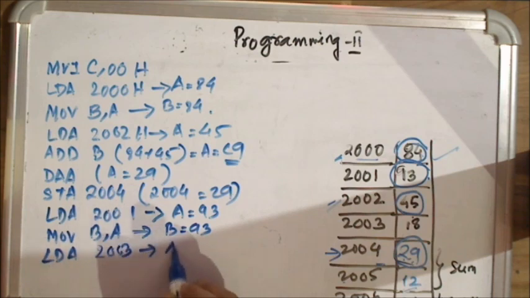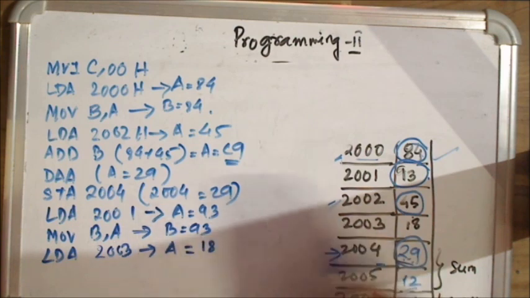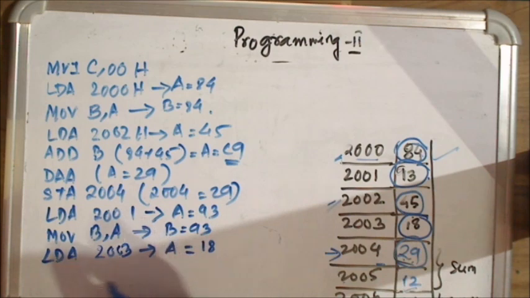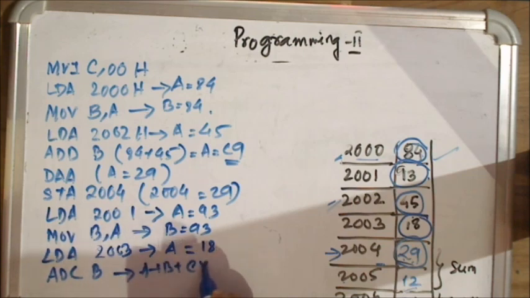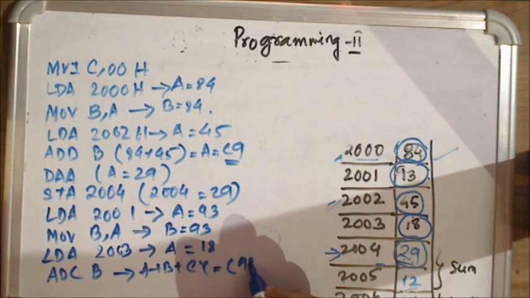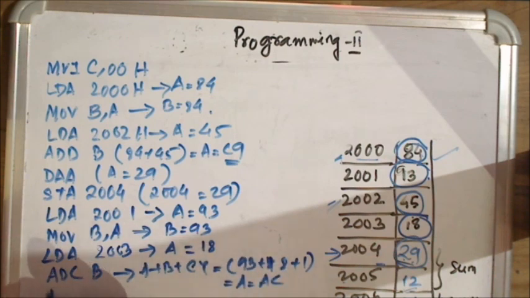So A will be loaded with 18. Right. A will be loaded with 18. So then we will perform ADC B, that is A plus B plus the carry of the lower byte addition, that is we will get 93 plus 18 plus 1. So what was the answer we got in the example? AC. Okay, then we will perform DAA on this AC.